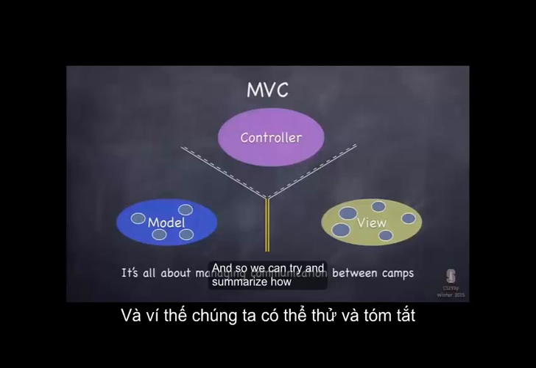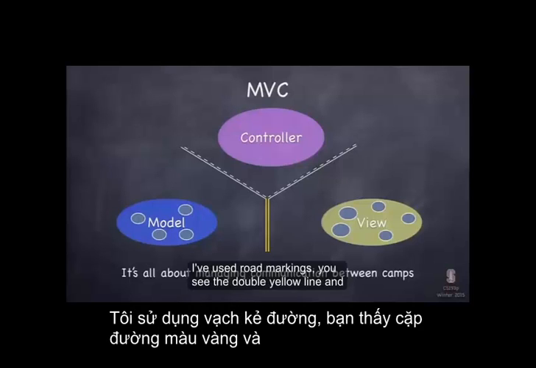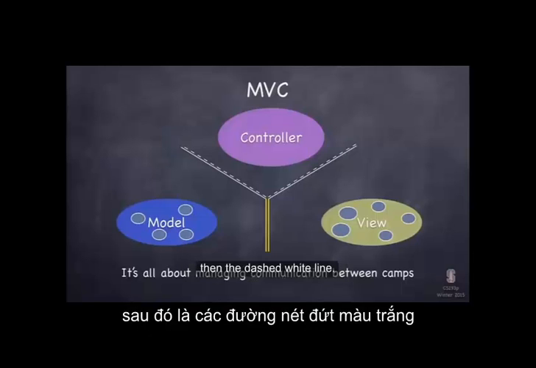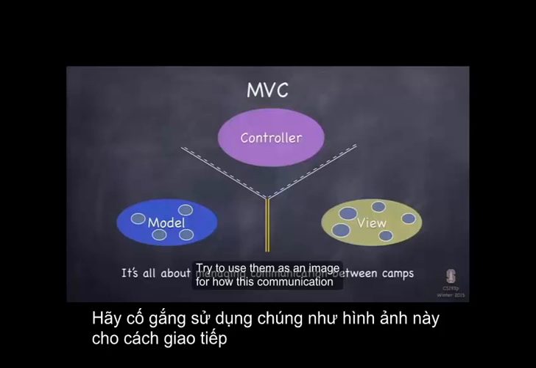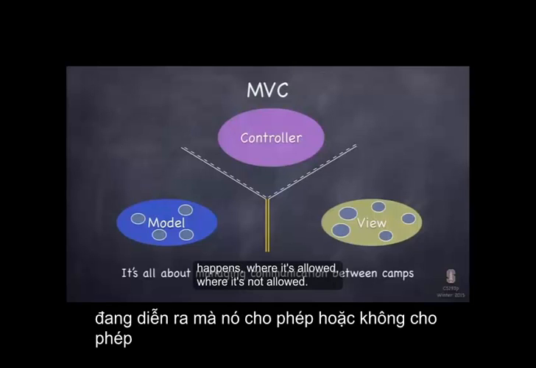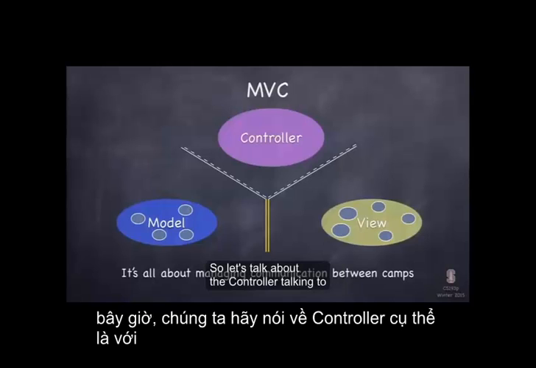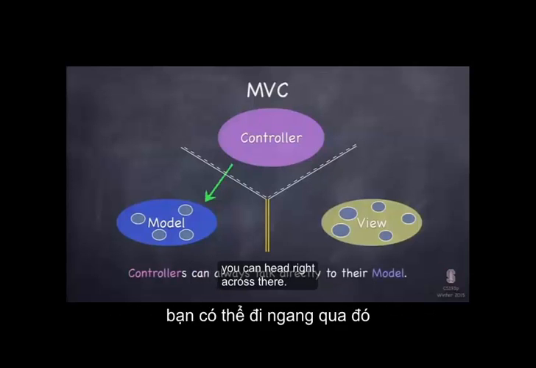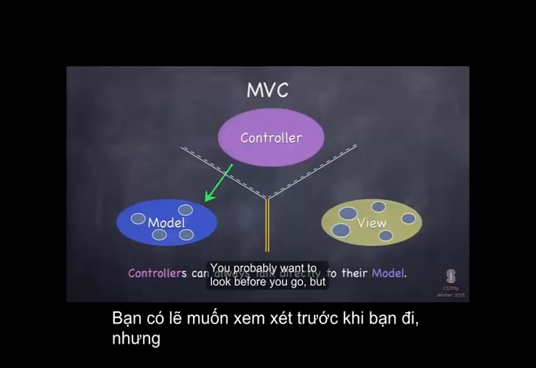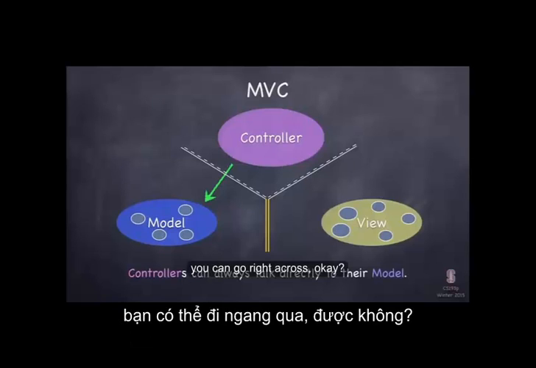And so I'm going to try and summarize how the communication works between these camps. I've used road markings. You see the double yellow line and then the dashed white line. So that's like you're driving in your car. Try to use them as an image for how this communication happens, where it's allowed, where it's not allowed. Okay? So let's talk about the controller talking to the model. Going from that side of the road over to the model side is a dashed white line. In other words, you can head right across there. Probably want to look before you go, but you can go right across, okay?